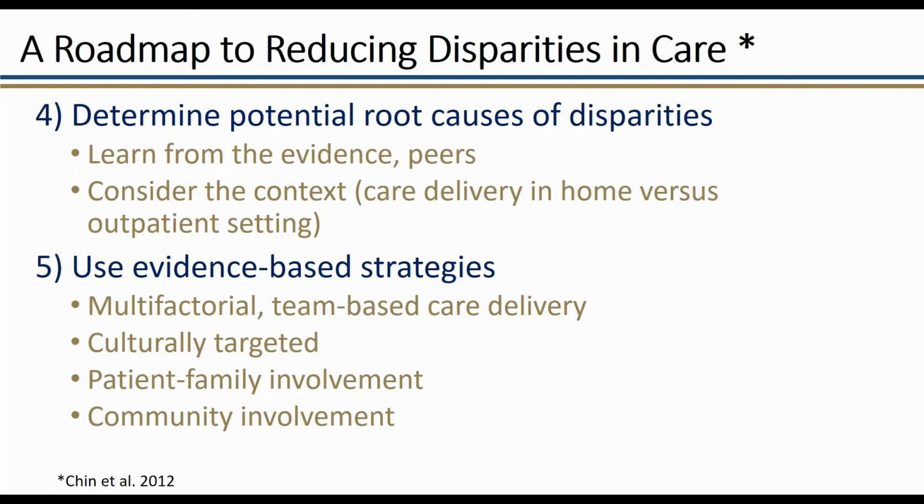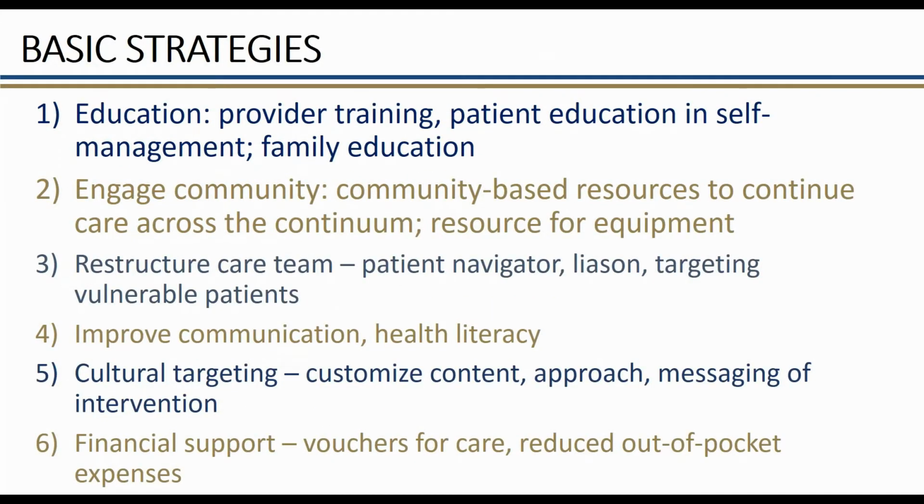And these are just some broad categories: multifactorial team-based care, culturally targeted care, patient-family involvement, and community involvement. And on the next slide, I have some more specific strategies that are relevant for the stroke population. So education is key, provider training to understand disparities, but as far as stroke, patient education and self-management, and family education and understanding the risk factors, and recognizing that some of your patients may not be as health literate as others, and so trying to take that into account with the education.